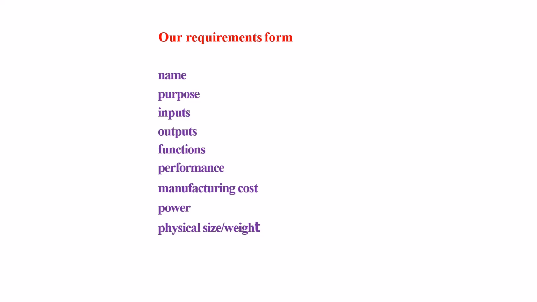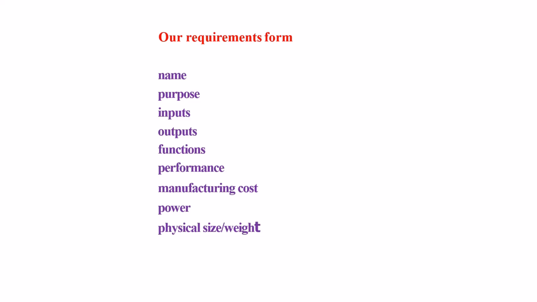The next one is the manufacturing cost. The manufacturing cost includes your hardware components as well as your non-recurring cost. So you have to include the non-recurring cost in your manufacturing cost. Then the power. Similarly, you may have only a rough idea of how much power the system can consume, but a little information will go a long way.